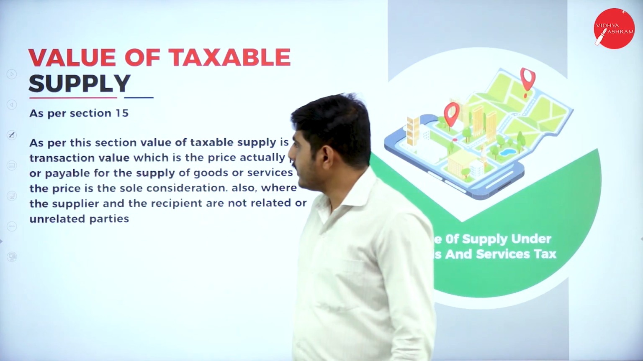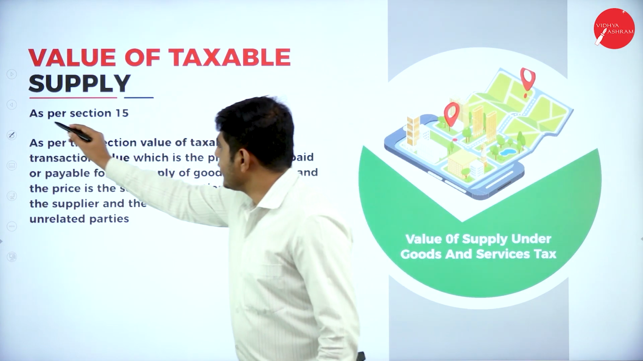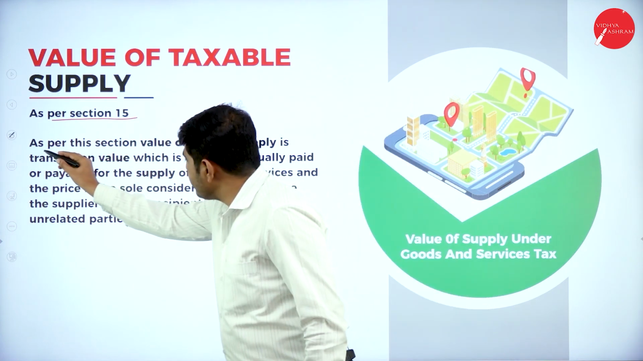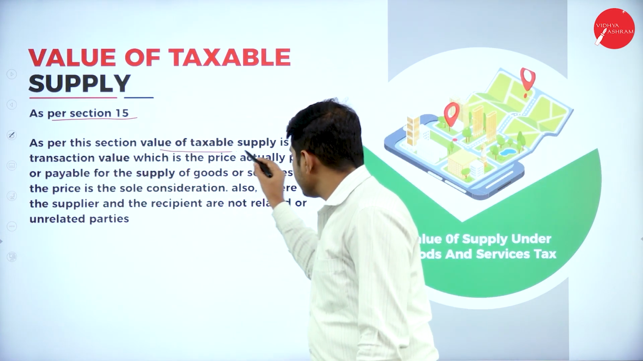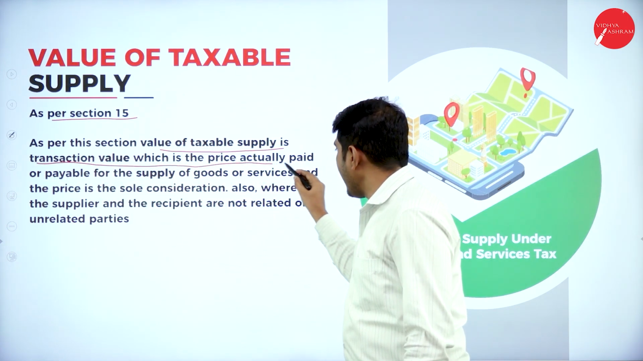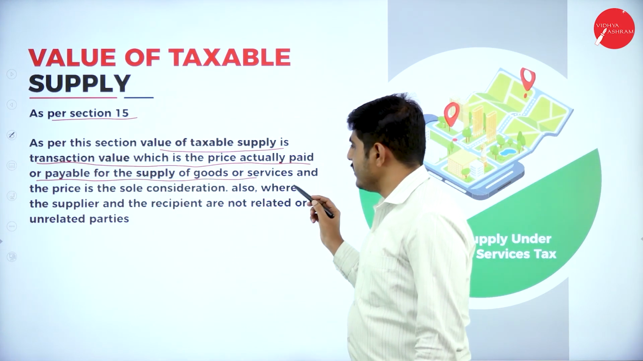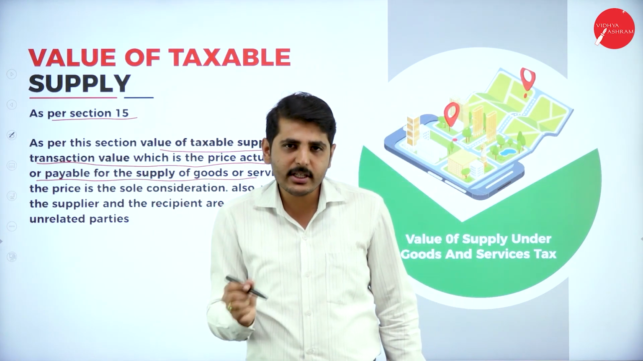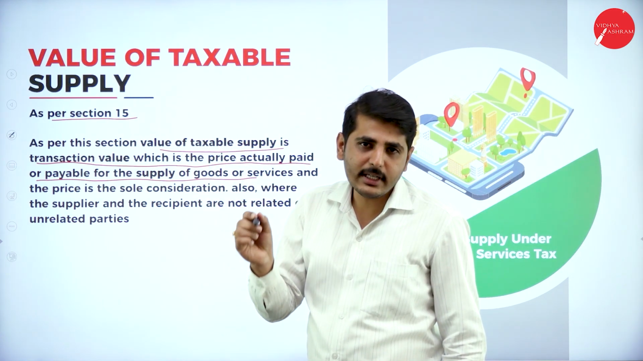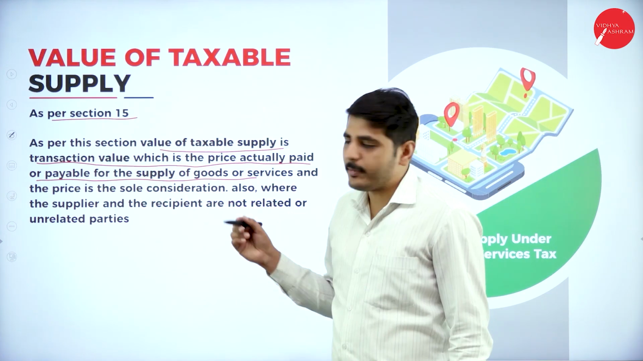See, the first chapter is value of taxable supply. As per section 15, what do you mean by value of taxable supply? As per this section, value of taxable supply is transaction value, which is the price actually paid or payable for the supply of goods or service. On the basis of the value of taxable supply only, the government or the tax authority can calculate the amount of tax payable by the supplier.